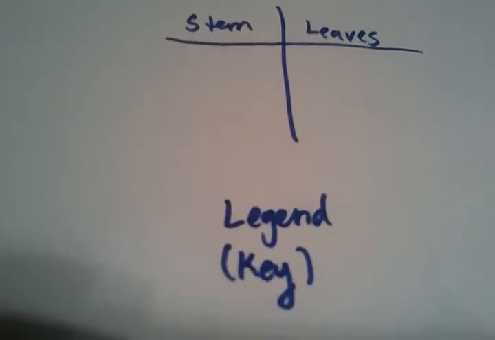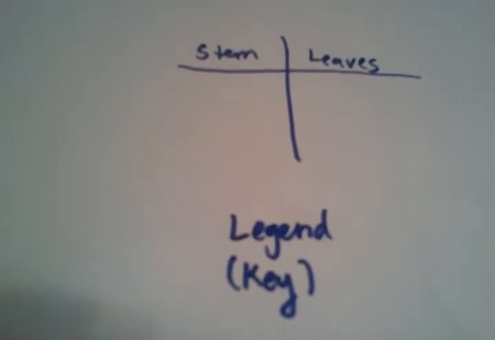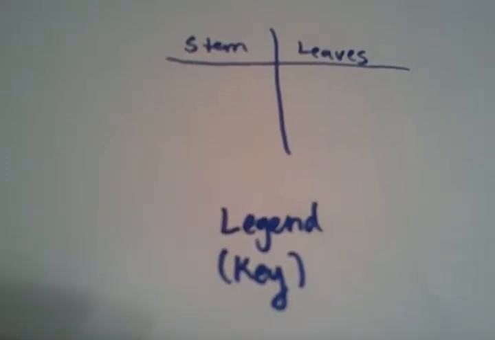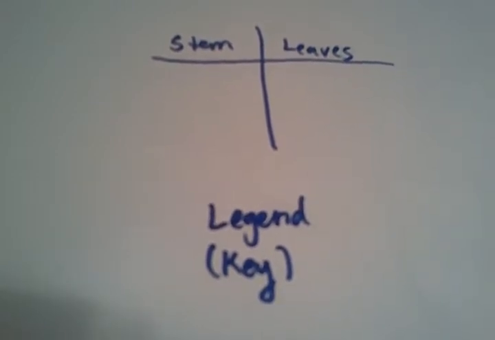Because sometimes you have to have a bigger stem than just 1 digit. Sometimes your stem is 2 or 3 digits. So this just gives them a way to know what the key is.